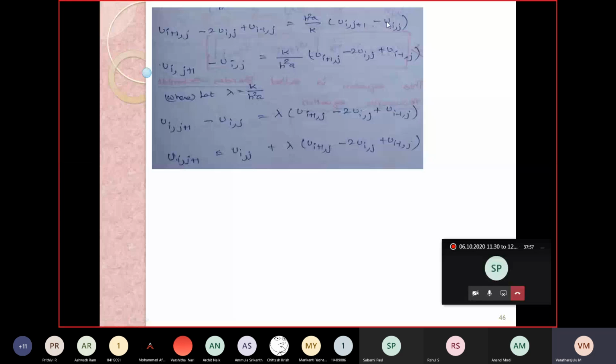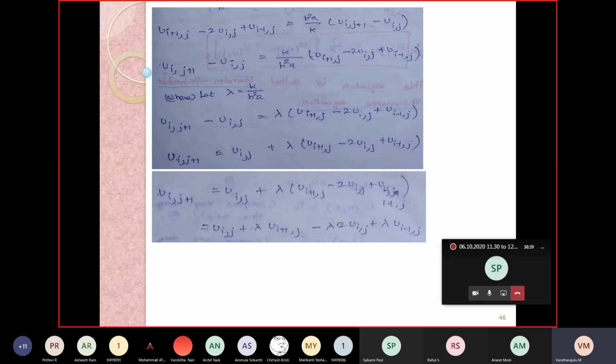Therefore, I am keeping this portion on one side, and this on the other side, and therefore it becomes k by h square a. And we are going to introduce a term called lambda. Instead of k by h square a, I am going to use lambda. Abbreviating this as lambda, this minus ui comma j will come on the RHS. Therefore, ui comma j plus 1 is equal to uij plus lambda into the RHS one.